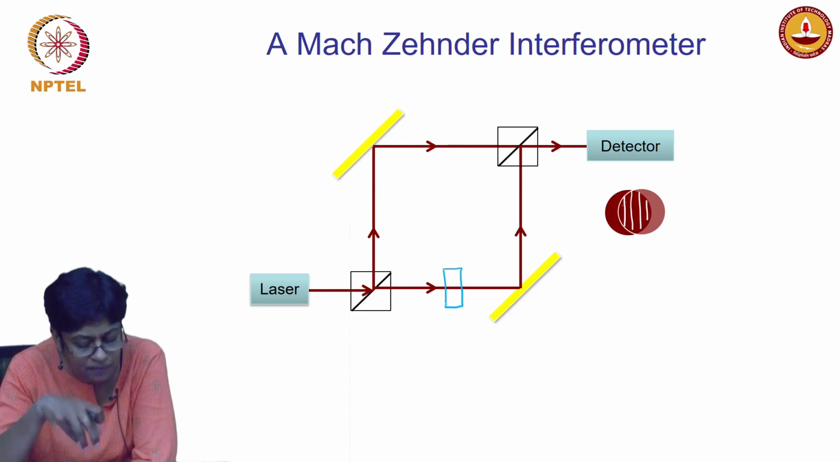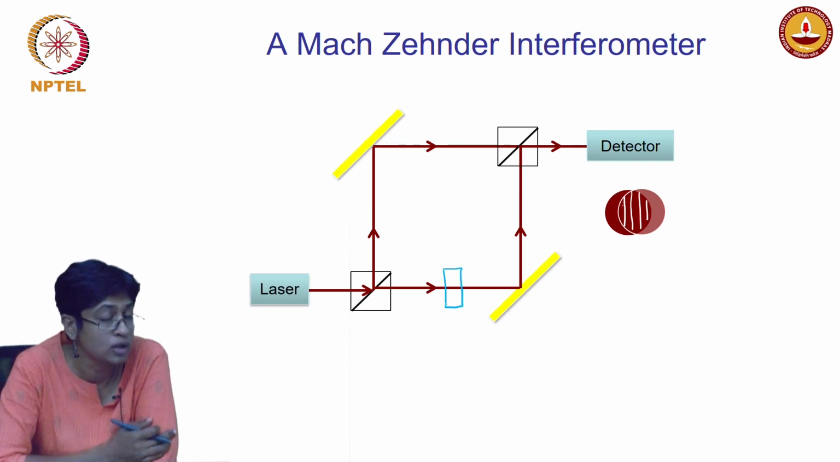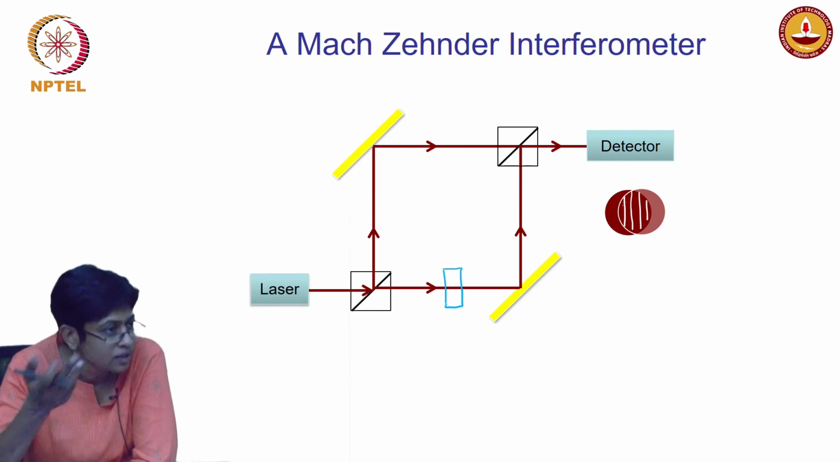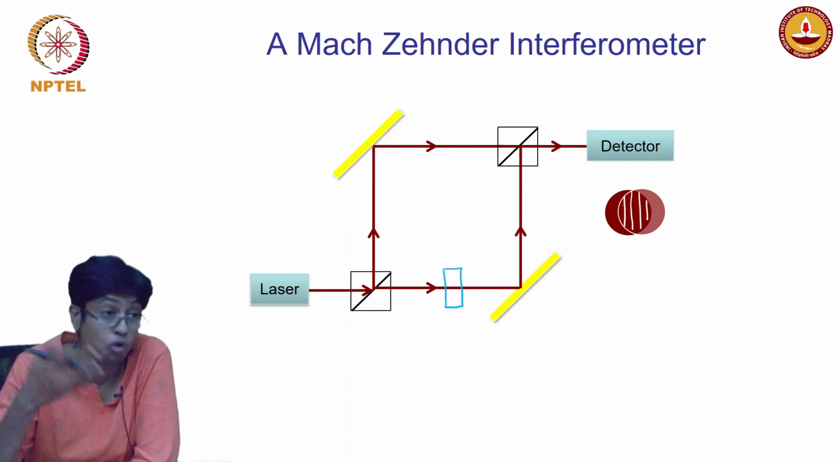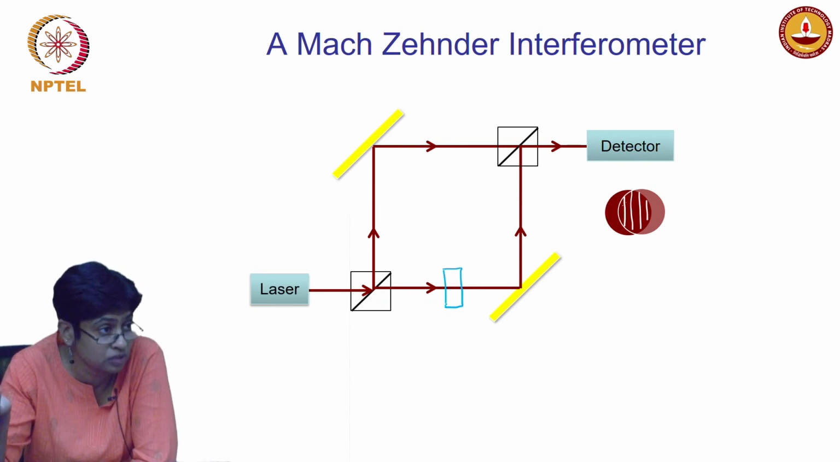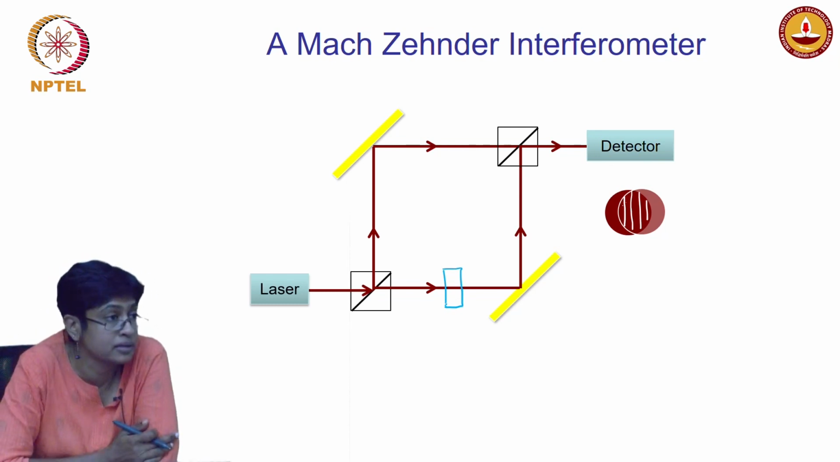Or I could have a transparent block that is sensitive to temperature, and as the temperature changes, either that block expands or contracts, so its length changes, or its refractive index is a function of temperature, and then again the fringes are going to change from one temperature to another, and I could use that as a sensor. So there are many different ways that you could use this as a sensor, right?